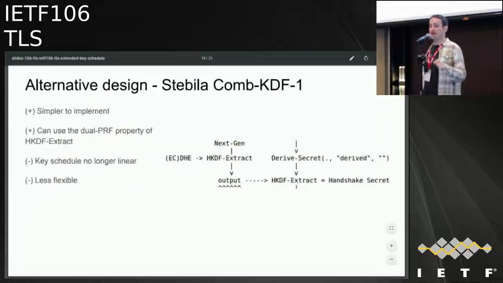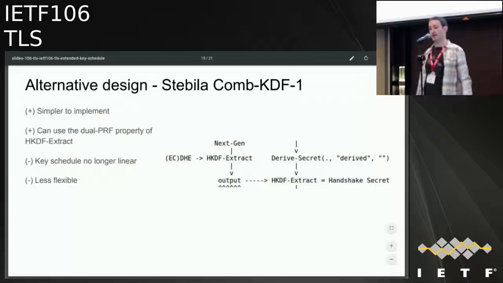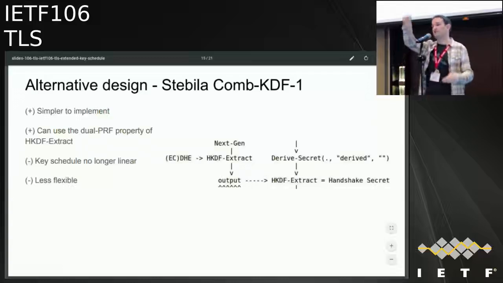So this basically just uses the dual PRF property of HKDF, and we inject, this is copied from draft-stebila, and labels combining KDF1, and basically we extract from the ECDHE and, well, in this case, next gen would be quantum safe, but we'd replace that with just anything.